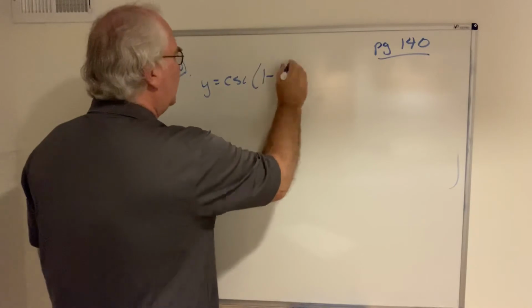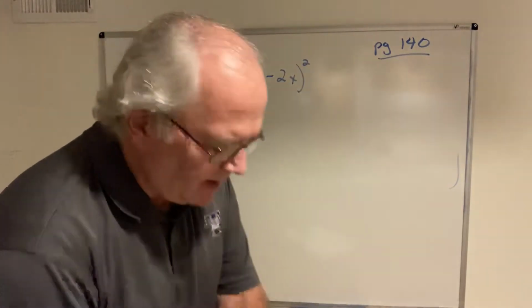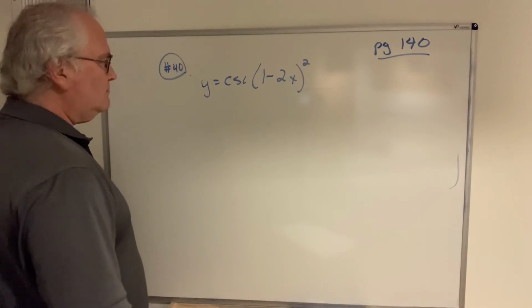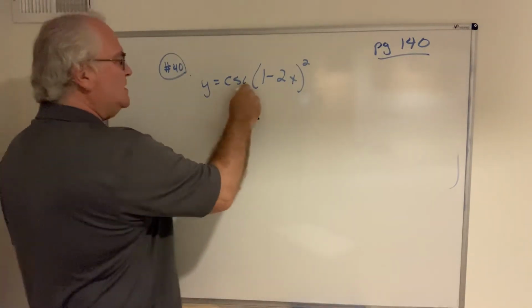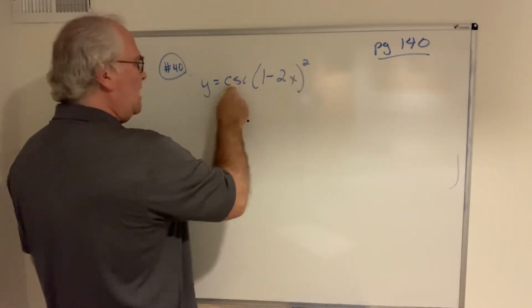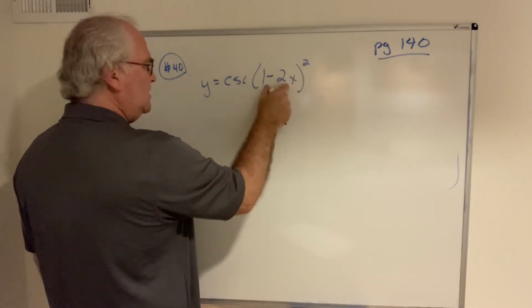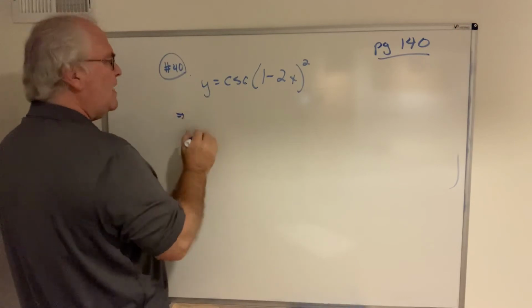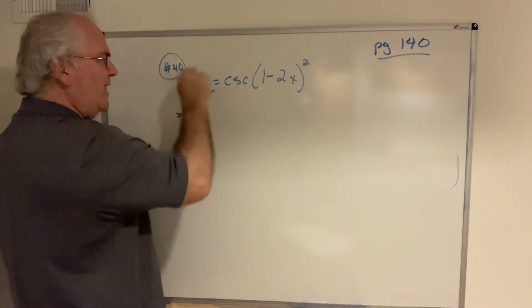1 minus 2x quantity squared. I believe that's what we have here. Yep. All right. So the square does not apply to the cosecant. The square only applies to this piece, right? So work from the outside in. Work from the outside in.